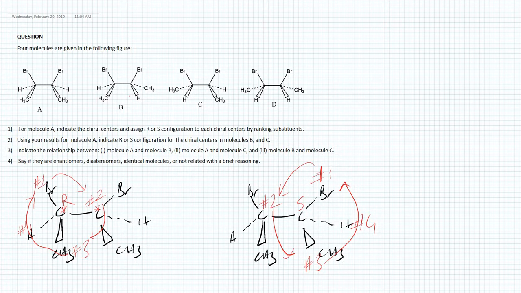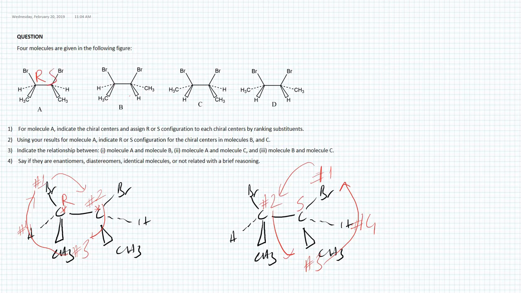We can move to the second option in this question. It says that using your results for molecule A, indicate R or S configuration for the chiral centers in molecules B, C, and let's say also D. Okay, let's write back to A, then it will be easy for us to decide for the other ones. The first chiral center in A has R configuration and the second one has S configuration.